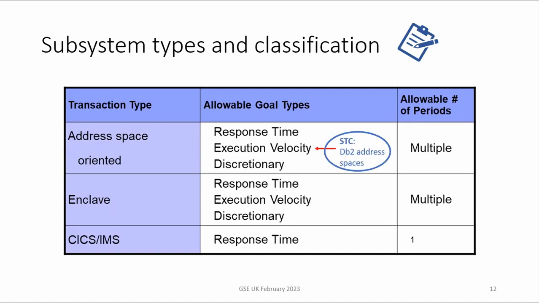For the DB2 address spaces, we want execution velocity. We want velocity goals applied to the DB2 address spaces. We'll get into that a little bit more. And for DDF, depending on your environment and what you're trying to accomplish, you could use response time or execution velocity or discretionary goals.